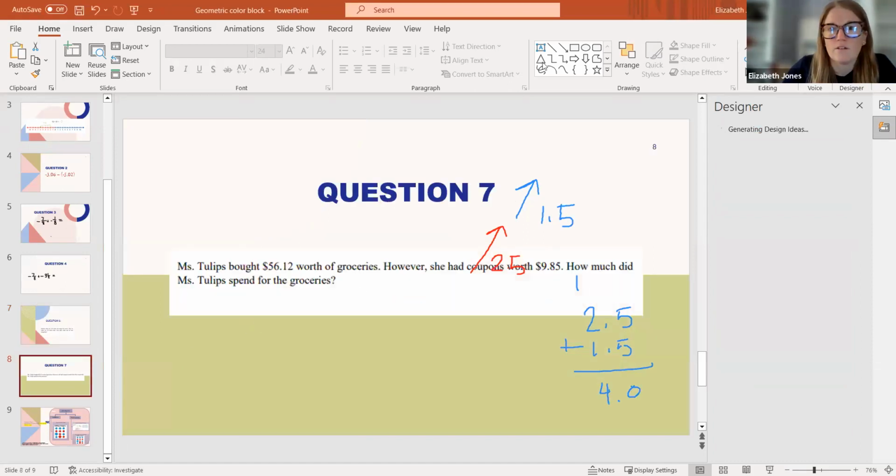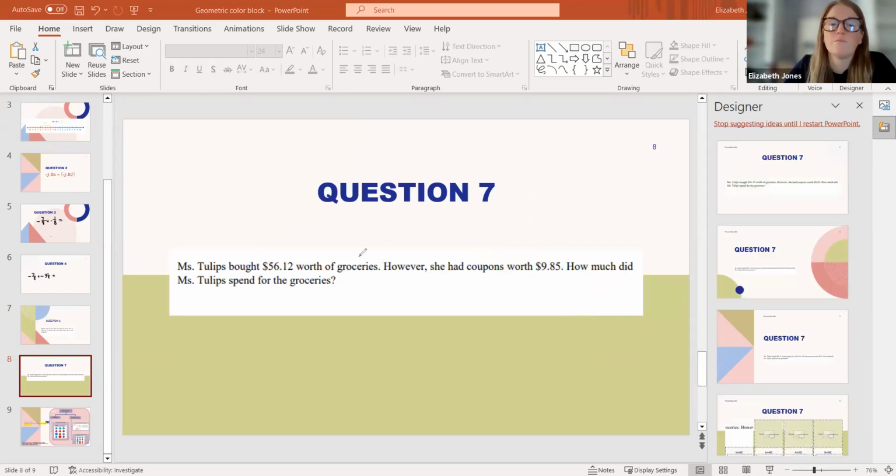All right, there are these drawings. Mrs. Tulips bought $56.12 worth of groceries. However, she had coupons worth $9.85. How much did she spend for the groceries? So because we know she had coupons, coupons mean we're going to subtract, because you know when you use a coupon, you save money. Coupons isn't tax where the total goes up. So since we're subtracting, because we're taking away, we're going to do 56.12, and we are going to subtract 9.85.